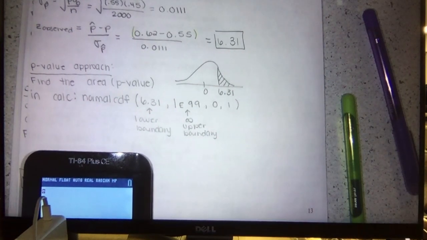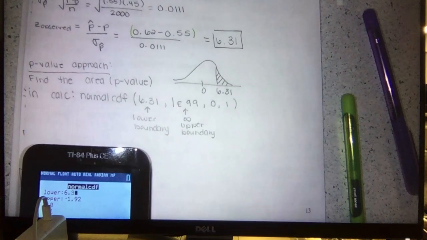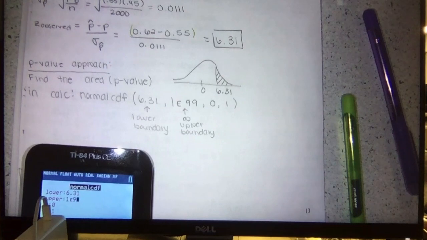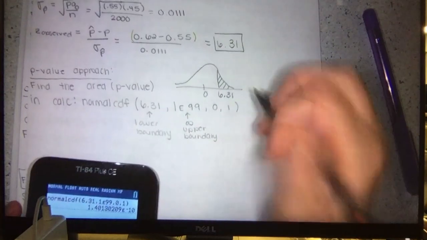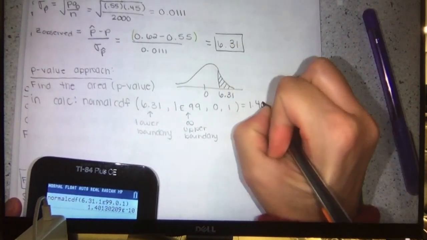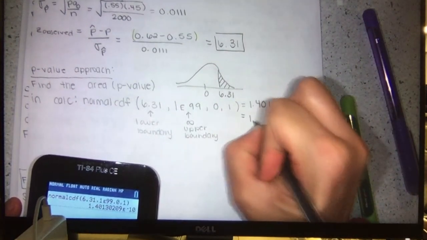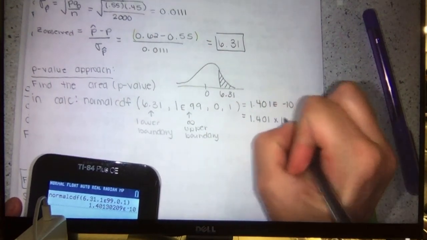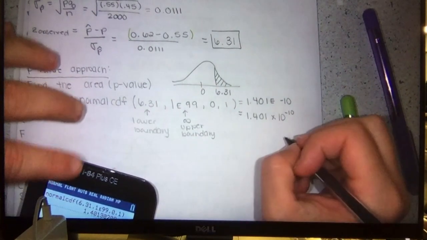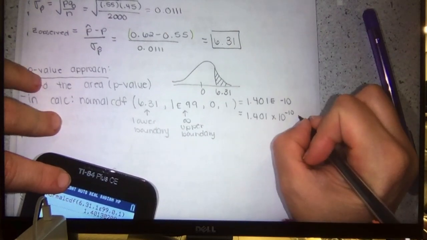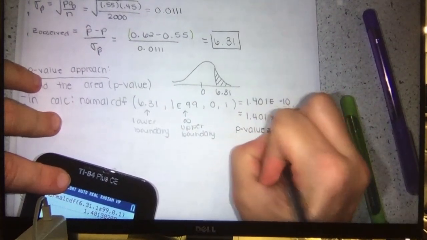Z value, so 0 and 1. So in our calculator, second vars, normal CDF, lower boundary 6.31, upper boundary infinity, 0 and 1, which will give us 1.401e to the negative 10th, which is just scientific notation, 1.401 times 10 to the negative 10th, which means move our decimal 10 times to the left, which is pretty much 0. So our p-value is going to be 0.